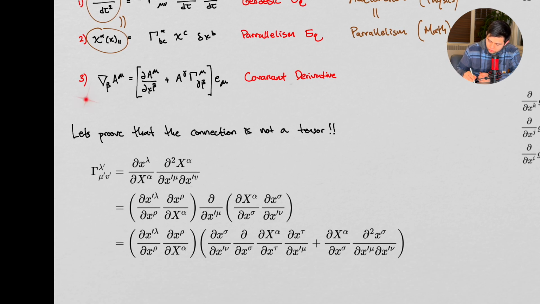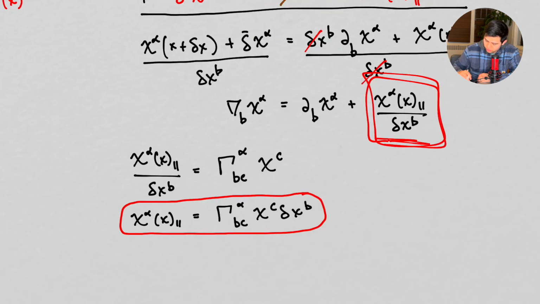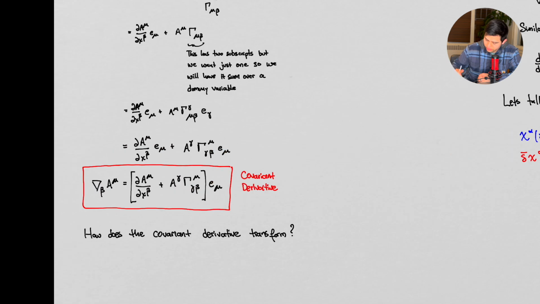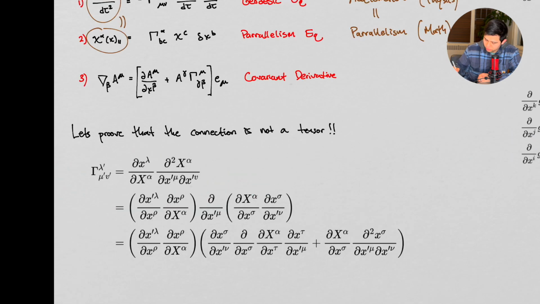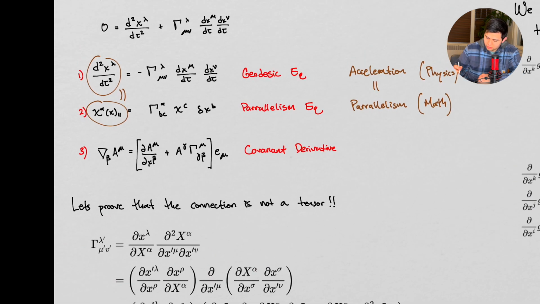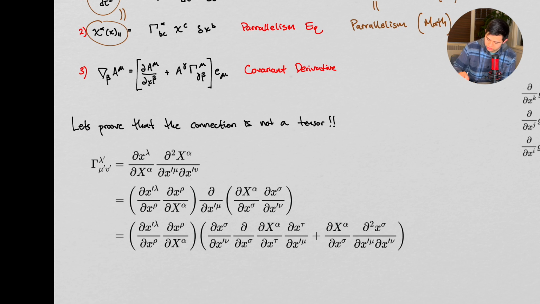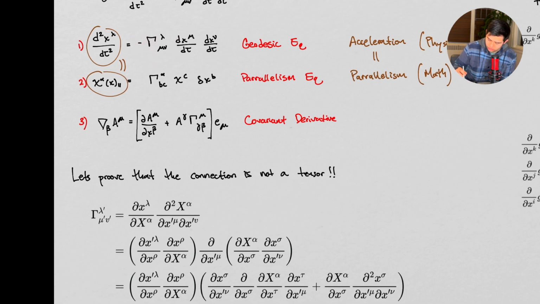Okay, and then this was a covariant derivative that we came to over here. And I just added that to be more complete. But these are the three big equations that we've come across now on this journey of general relativity. Now I want to show that this guy is not a vector, or does not transform as a tensor.